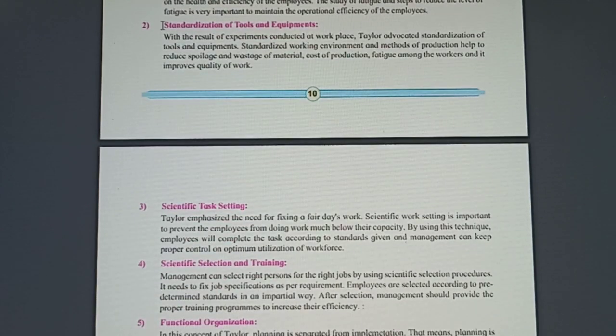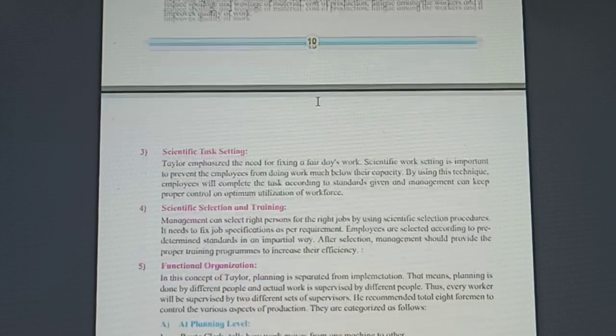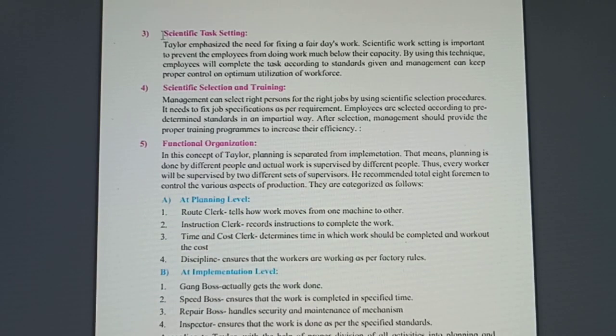Second point, standardization of tools and equipments. All the tools and equipments used should be of standard and latest working condition. They should not harm the employees. Third, scientific task setting. The task should be set scientifically. The task or the targets given should be achievable, not out of his reach. Fourth, scientific selection and training. All the training, selection, recruitment, interview should be done scientifically, which will raise the efficiency of the employees.